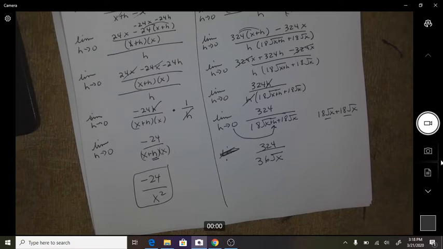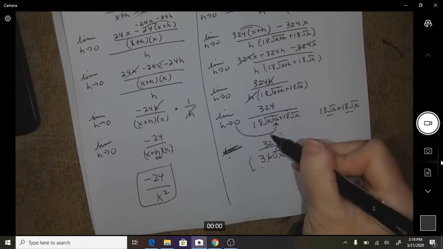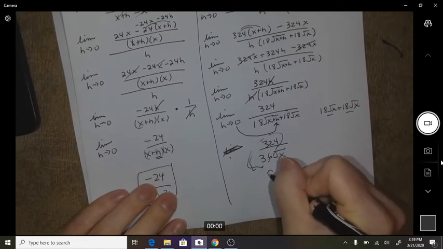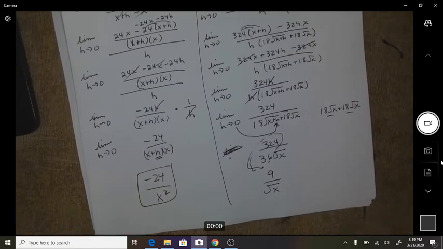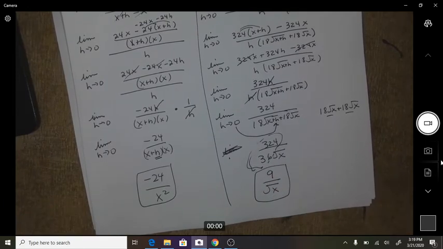And then 324 divided by 36 is 9. So there's my final answer.